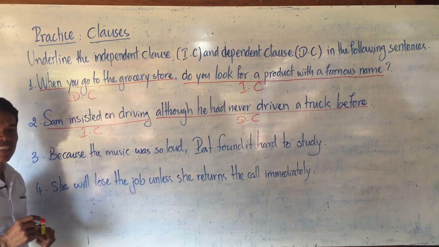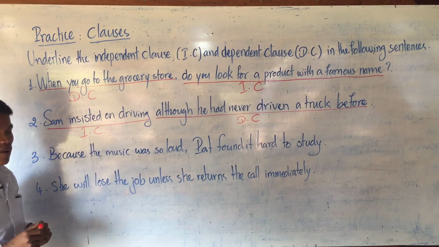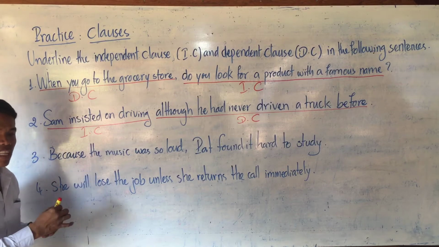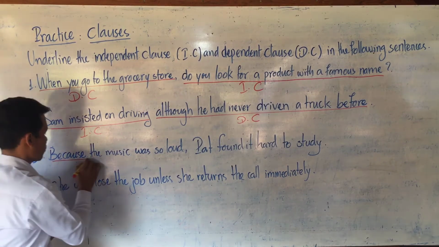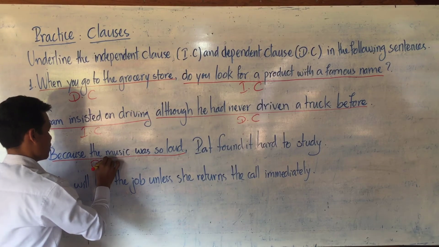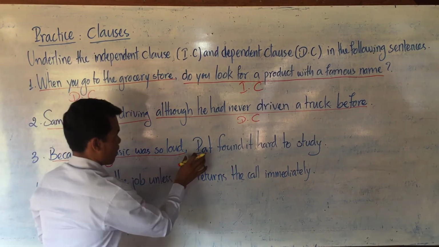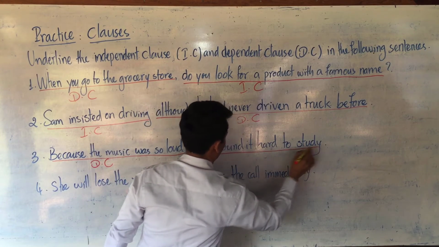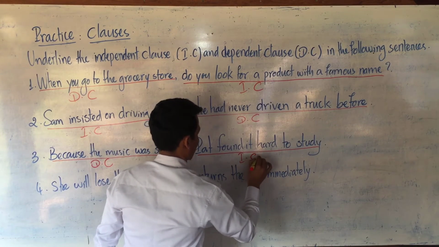Number 3, because the music was so loud, Pat found it hard to study. Because, what is it? Is it called a subordinator? So when you see a clause that begins with a subordinator, what is it called? It is called the DC or subordinate clause. And how about from Pat to study? It can stand alone and it is meaningful. It is called IC.